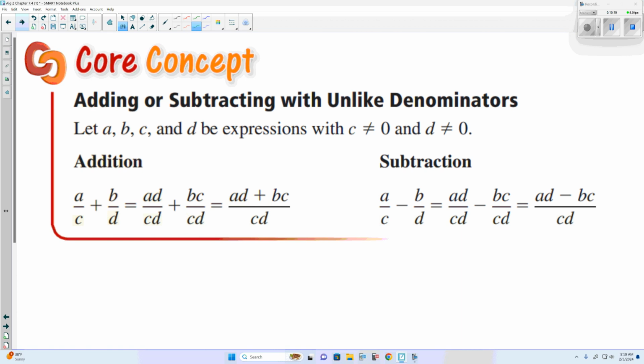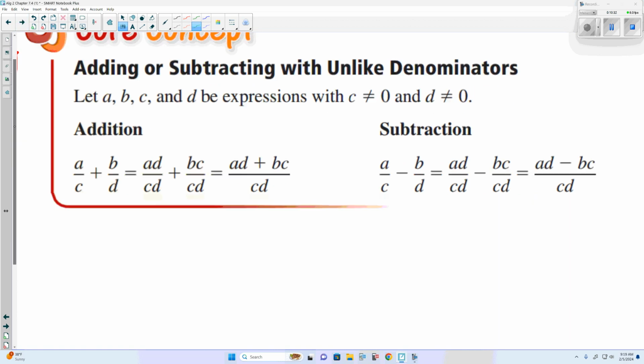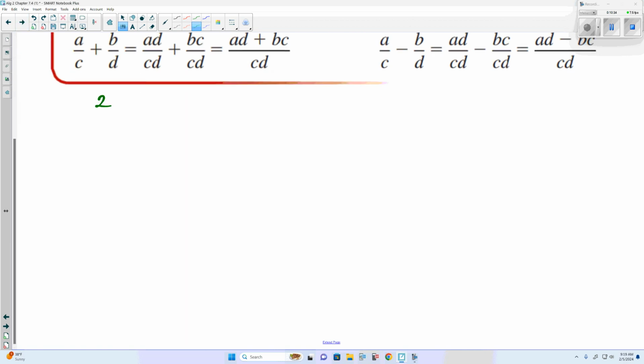We like adding or subtracting rational expressions with like denominators. If they are not the same, we have to make them be the same. Now, we've done these before. 2/3 plus 4/5. If we're going to add these two together, we need the denominators to be the same. What is the first number we can turn both 3 and 5 into?